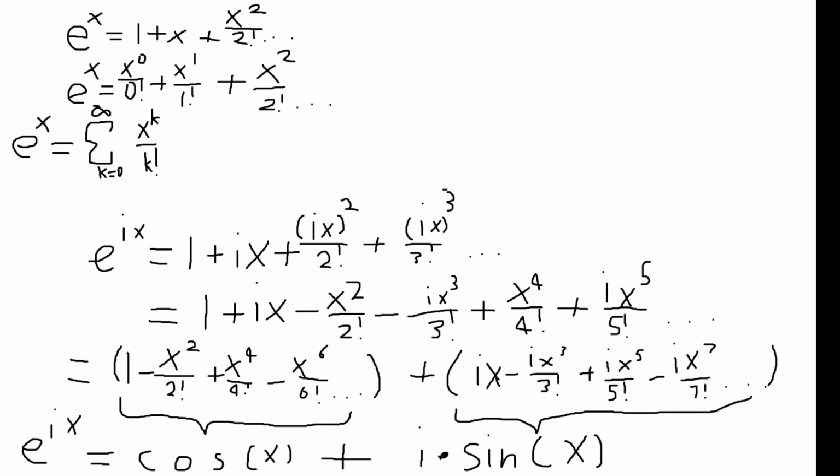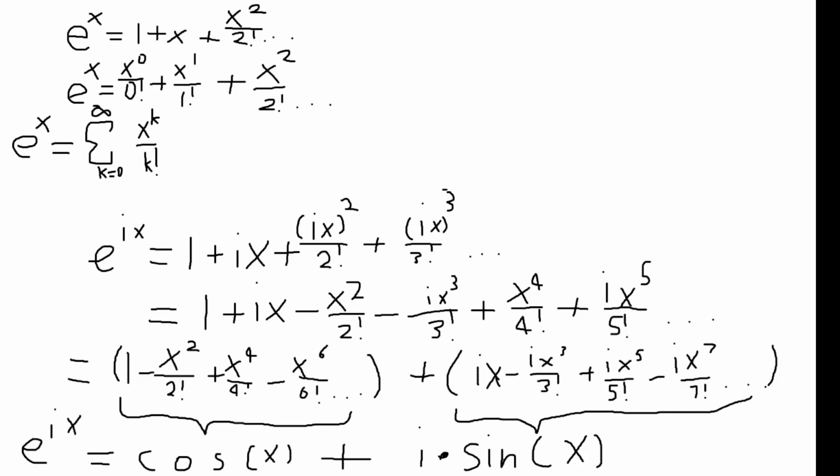So e to the power of ix would be 1 plus i times x plus ix squared divided by 2 factorial plus ix cubed divided by 3 factorial, and it goes on, which would be equal to 1 plus ix, because ix to the power of 1 over 1 factorial is just ix, minus x squared over 2 factorial. Now ix squared should be minus x squared. Now ix squared over 2 factorial is minus x squared over 2 factorial.